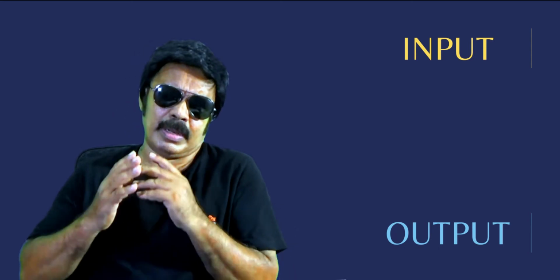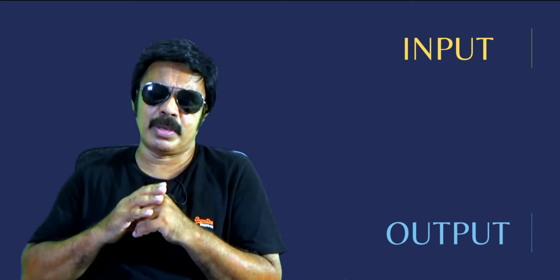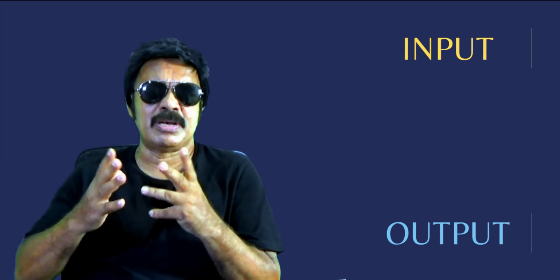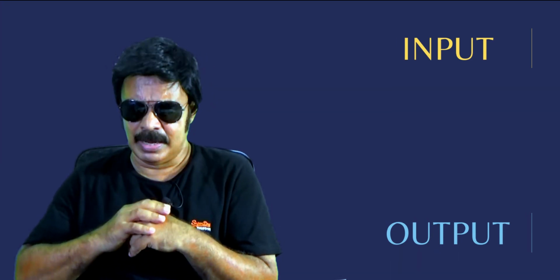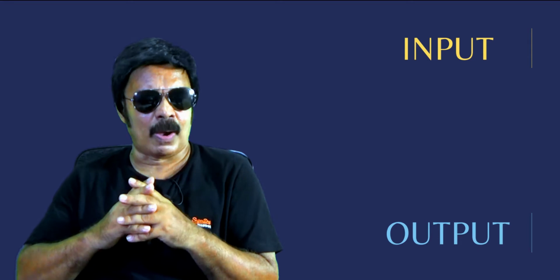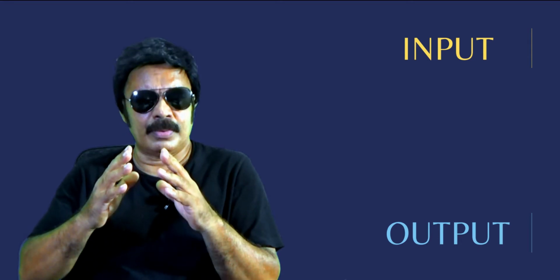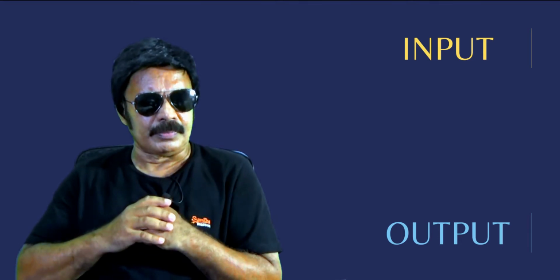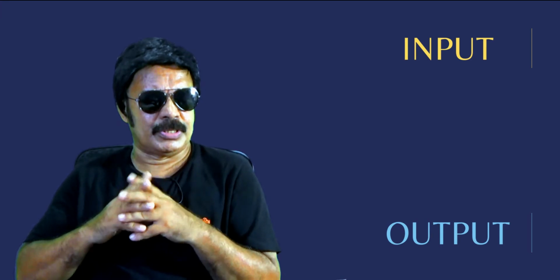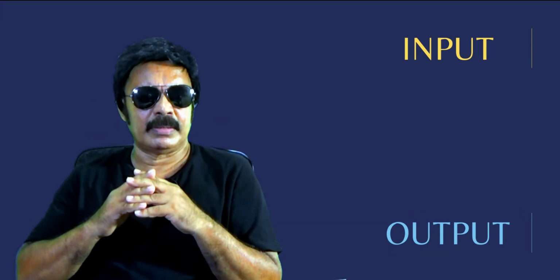When we talk about language learning, we are talking about four skills: reading, writing, speaking, and listening. Meaning, some of them are input, and some of them are output.